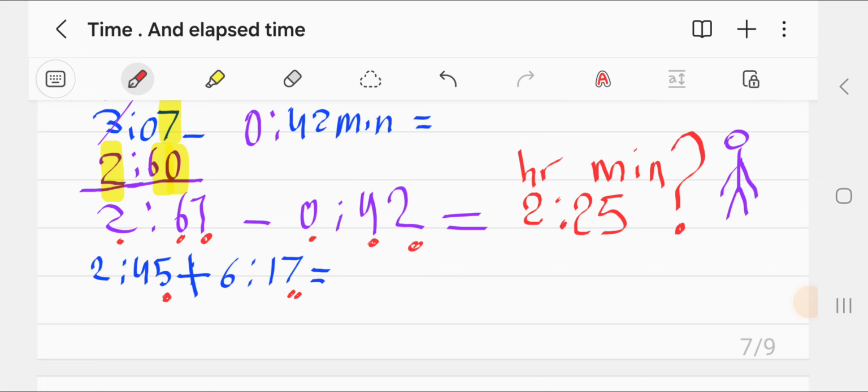So I put 2 and carry up 1. 1 plus 1 equal 2. 2 plus 4 equal 6. And then 6 plus 2 equal 8. Right now, this is our answer. Is it true or false? Yes, it's true.